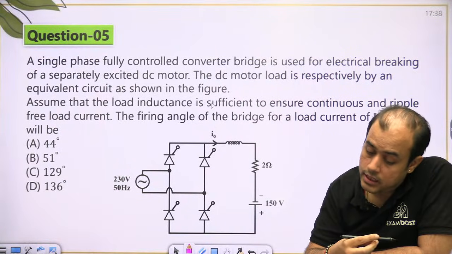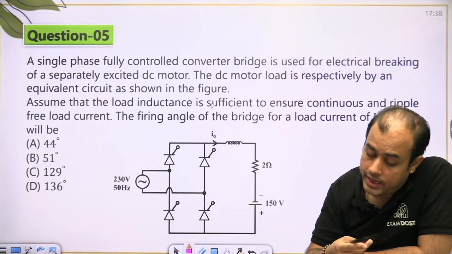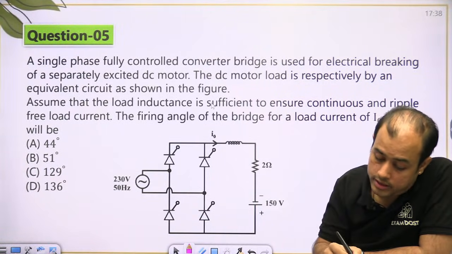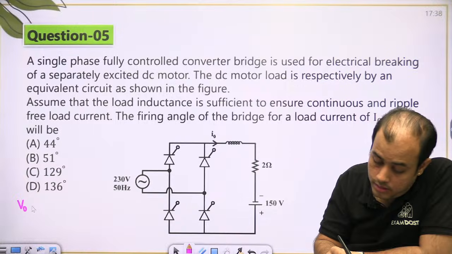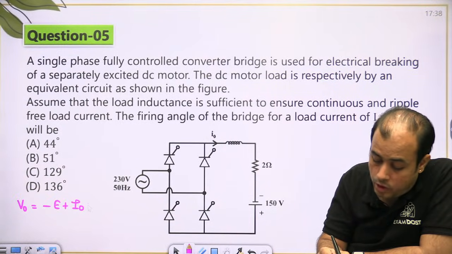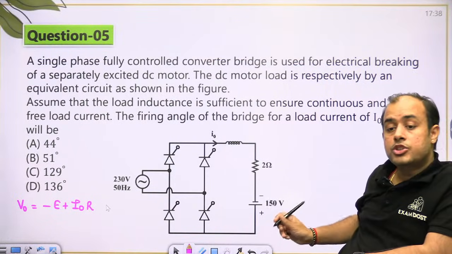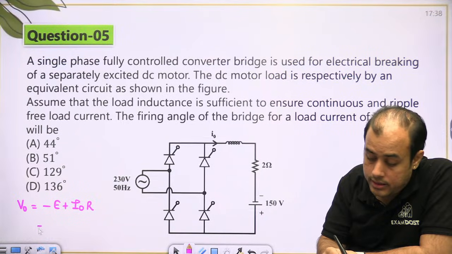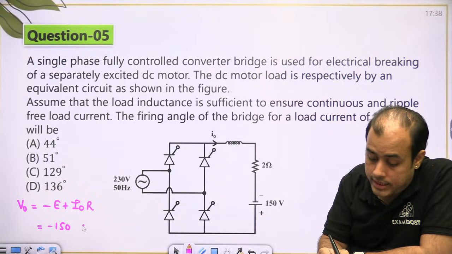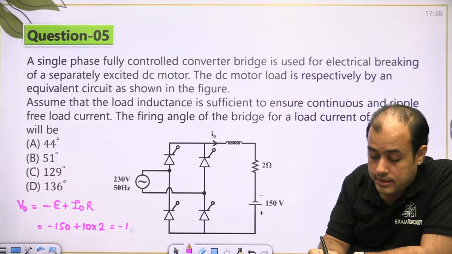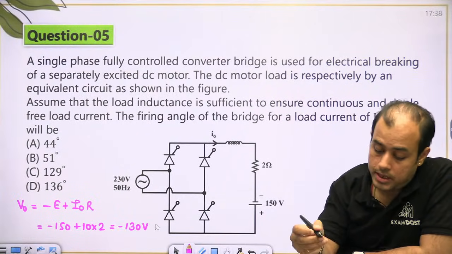A separate single phase fully controlled bridge is used for electrical braking. DC motor load is represented by this. I naught is this. Now, if you see beta, for braking, power should go from DC to AC, so the battery is connected with reverse polarity. बैटरी रिवर्स पोलैरिटी के साथ कनेक्टेड है. -130.